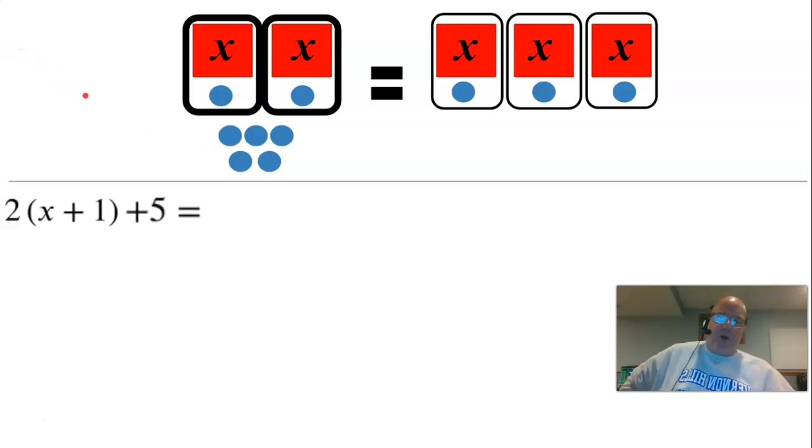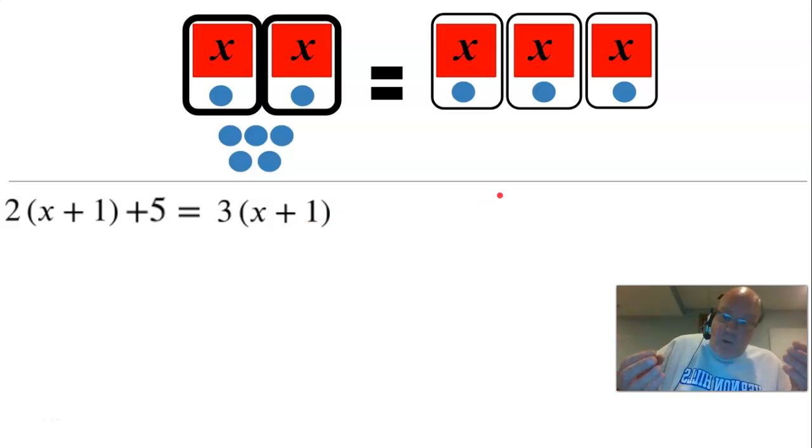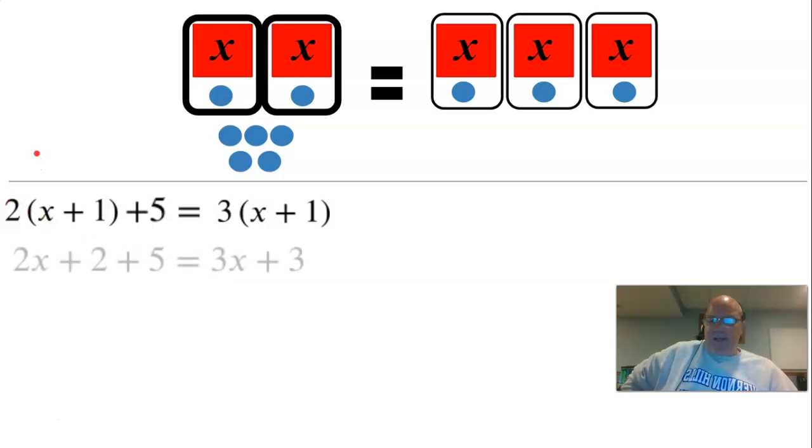So 2 times the quantity x plus 1 plus 5 is equivalent to, and what do I have on the other side? Well, on the other side, I got x plus 1, but I have it 3 different times. So I can say 3 times the quantity x plus 1. So now I got myself an equation that I need to solve for x using the 3 rules of equation solving.